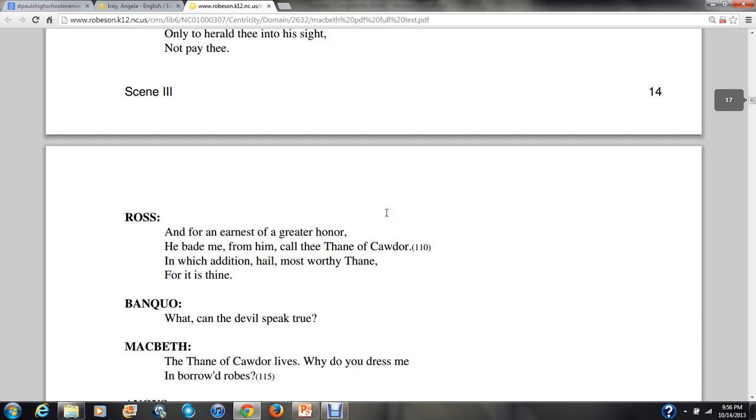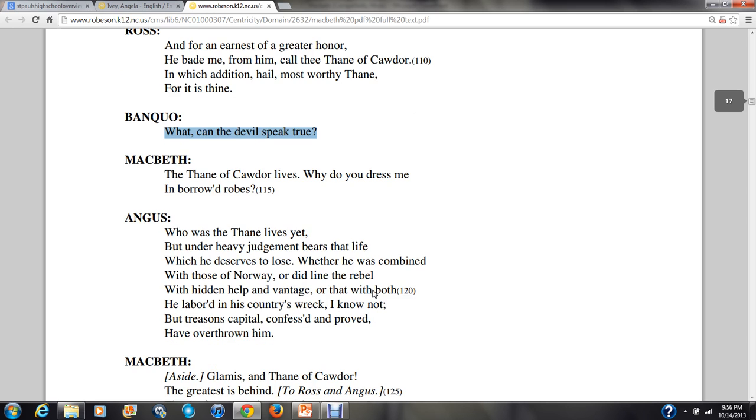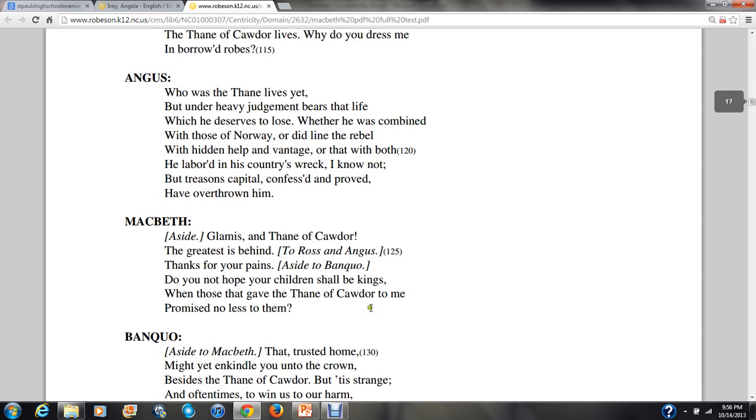So Ross shows up to give him the news that he has indeed been named Thane of Cawdor. And Banquo says to himself, what? Can the devil speak true? He realizes that these witches have done something. And so Angus explains to him how the Thane of Cawdor is going to be executed and how he's been given this title. And look at what Macbeth says.